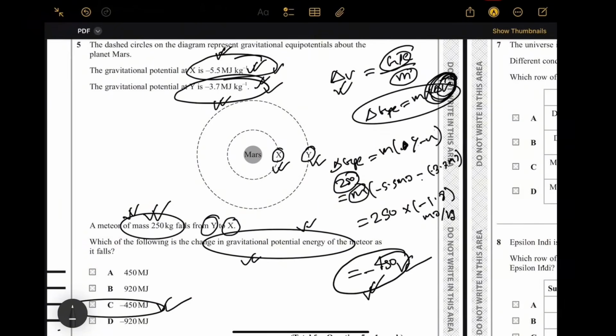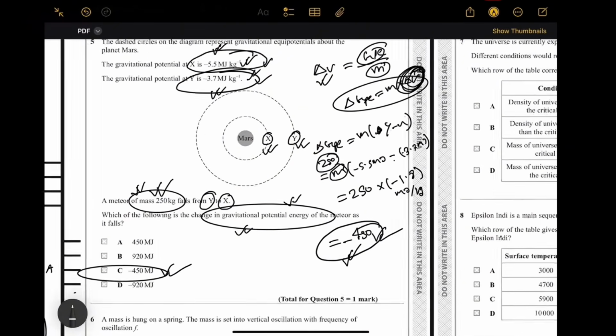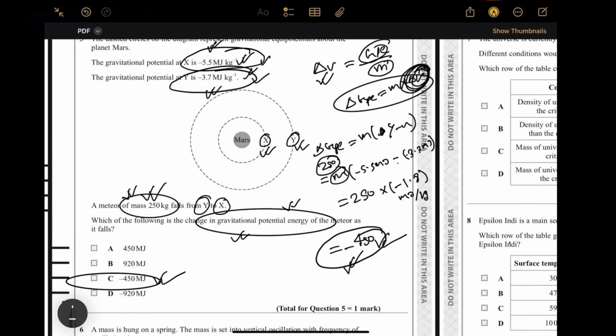Right now we have got minus 450. And now another thing that I want you to understand, though it is not written in our question, is why this gravitational potential energy is negative. The gravitational potential energy is negative because the gravitational potential at point x is more negative, at a lower point than y.